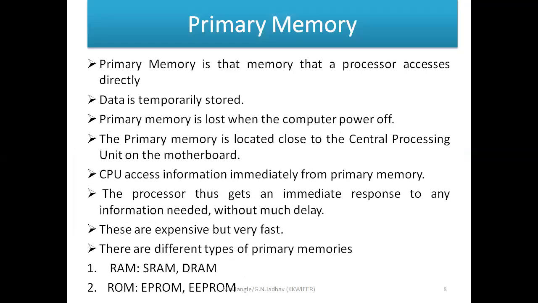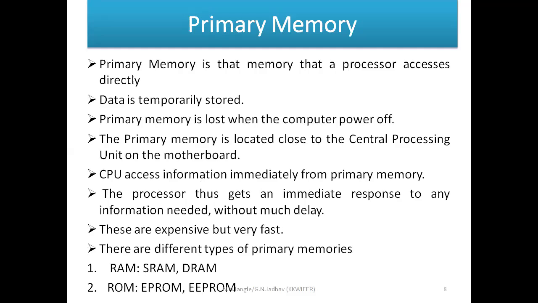So let us discuss primary memory first. Primary memory is the memory that a processor accesses directly. Data is temporarily stored in primary memory. Primary memory is lost when the computer is powered off. The primary memory is located close to the central processing unit on the motherboard. It is near the CPU.